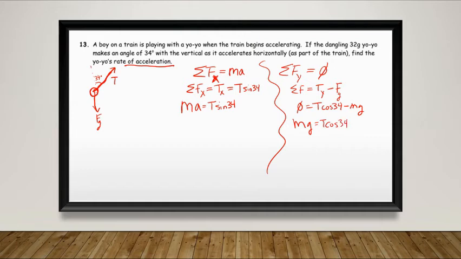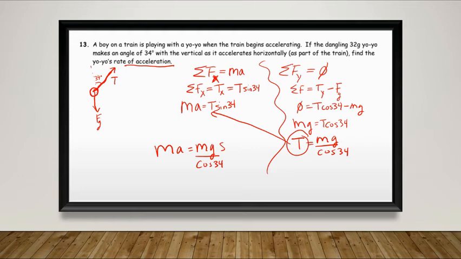Okay, so we have two tensions. I need to solve for one tension. So I'm going to solve for my y. I'm going to solve my tension is equal to mass times gravity divided by cosine 34. And I'm going to take that and substitute that in right here. So I end up getting mass times acceleration is equal to mass times gravity over cosine 34 times sine 34.